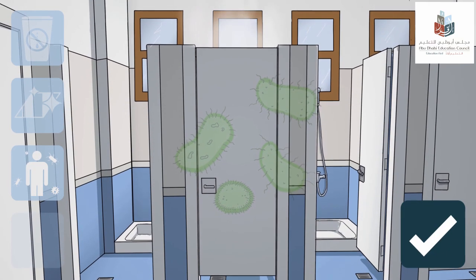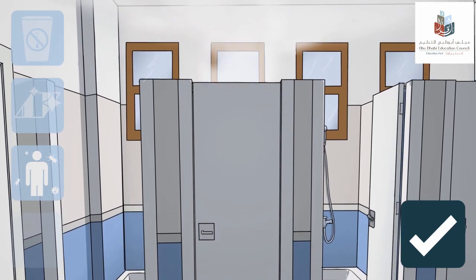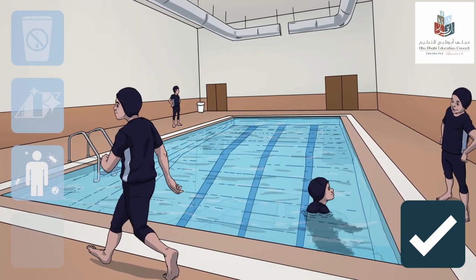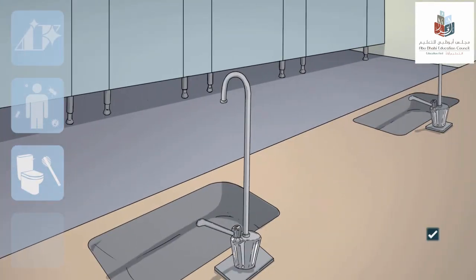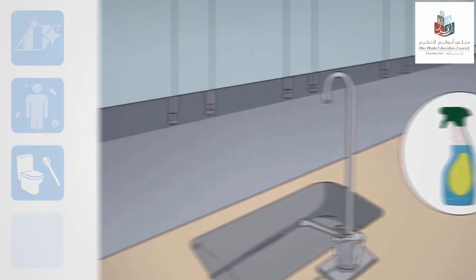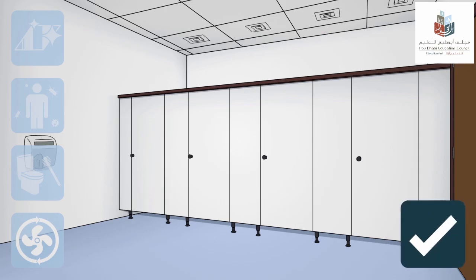Practicing proper personal hygiene is an important way to prevent exposure to contamination, infections, and harmful bacteria in swimming pool areas. Toilets, taps, and sinks must be regularly cleaned using disinfectants. And toilets should be well ventilated.